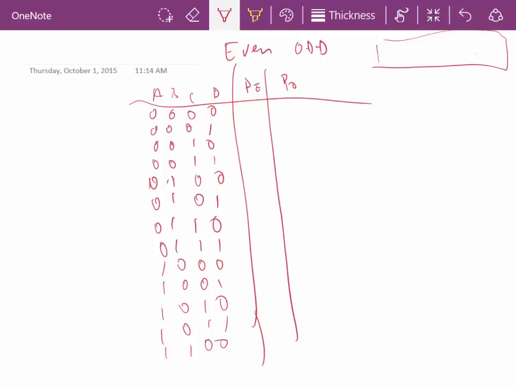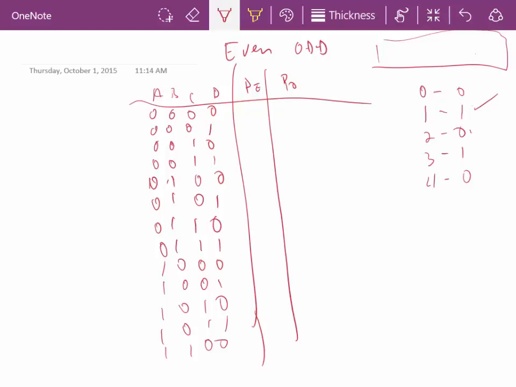So if we had even parity, that means that if our number of bits is 0, our parity bit's 0. If our number of bits is 1, our parity is 1. If it's 2, it's 0. If it's 3, it's going to be 1. 4, it's going to be 0. You can see, if this number is odd, we're going to place the parity bit to be a 1 so that we have an even number of 1s.